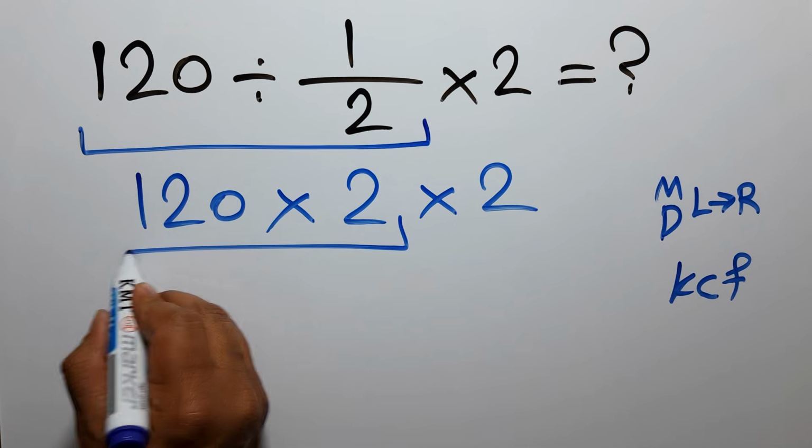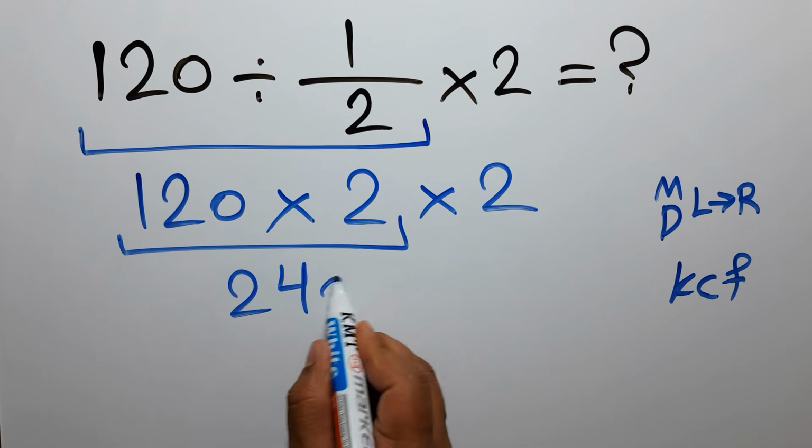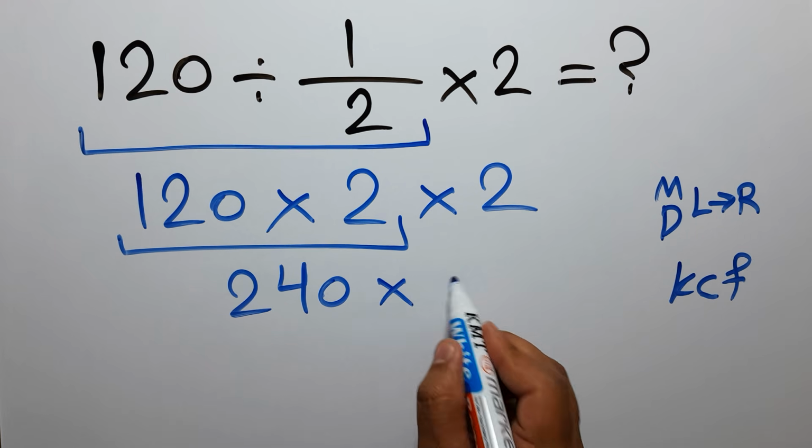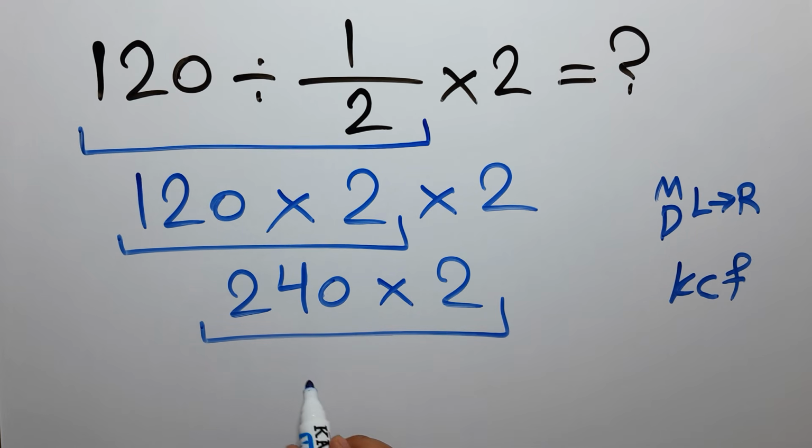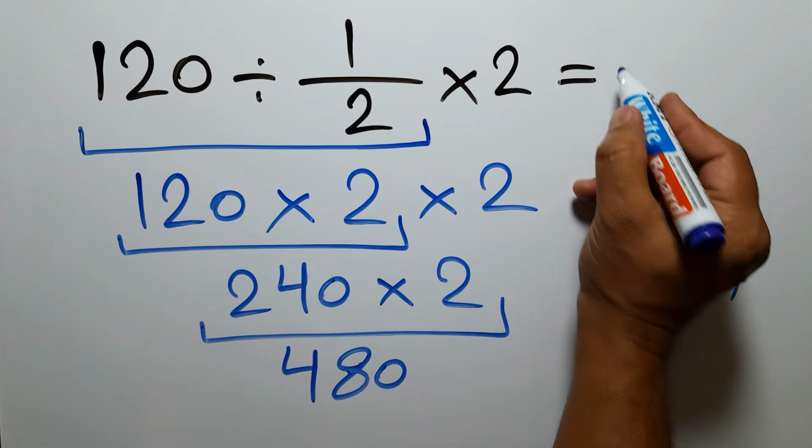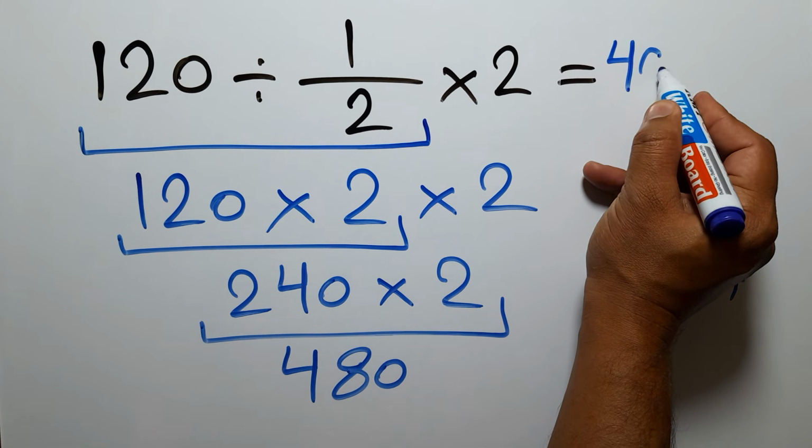120 times 2 gives us 240. And 240 times 2 gives us 480. And this is our final answer to this problem. The correct answer is 480.